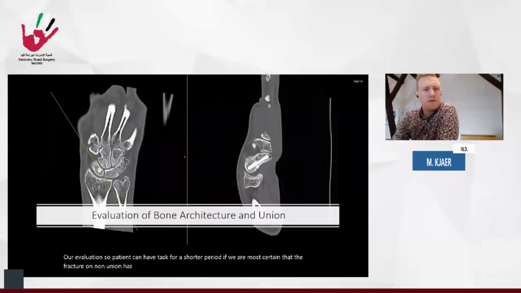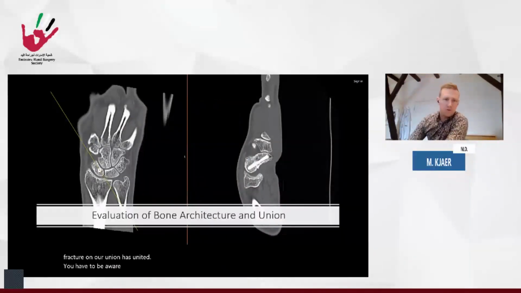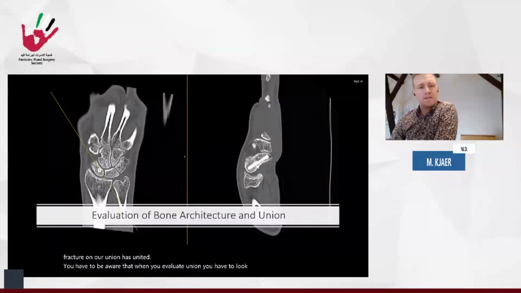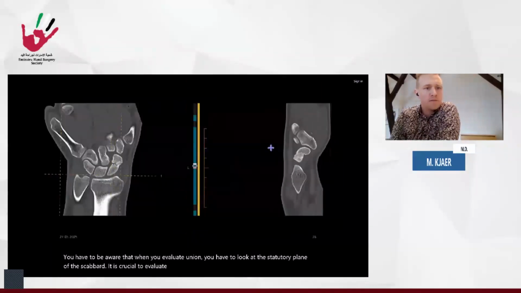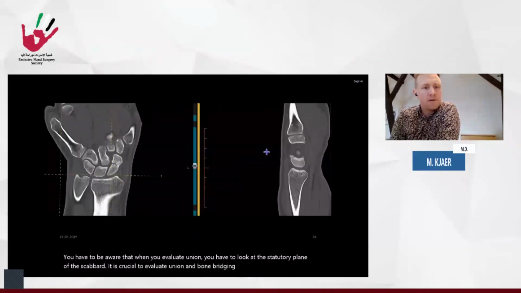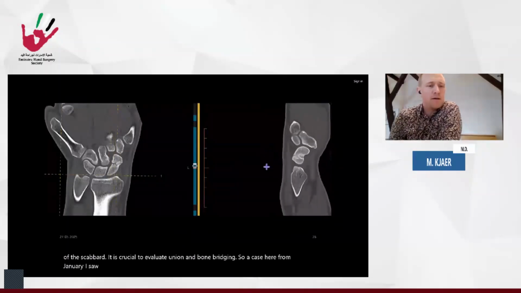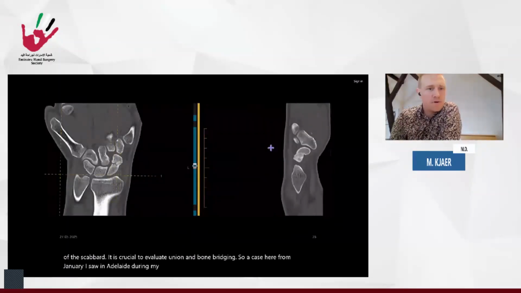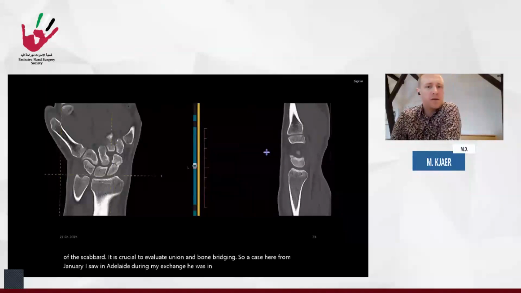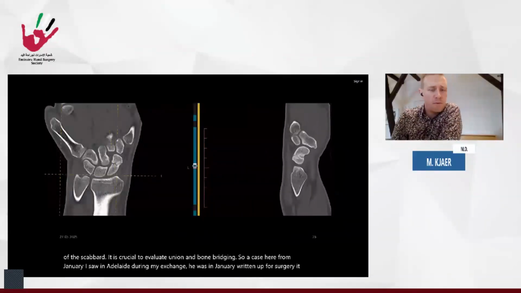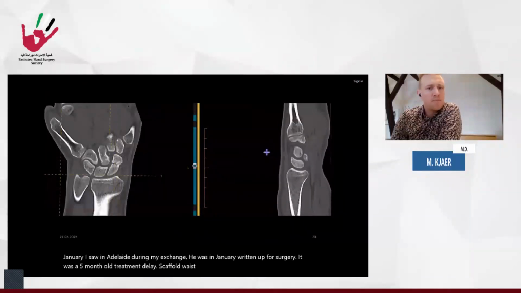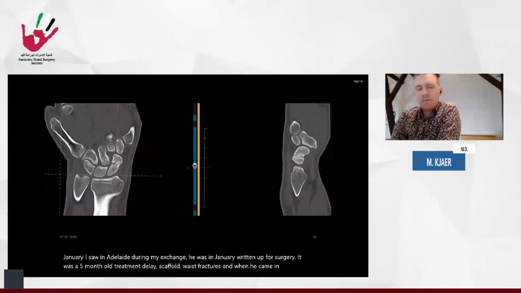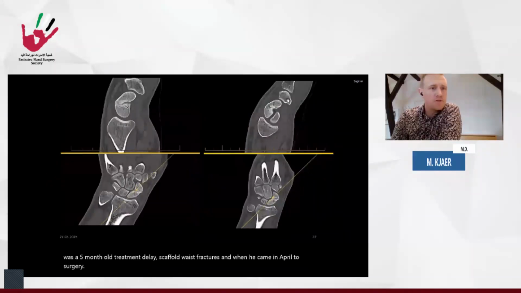We definitely have to be aware that when you evaluate union, you have to look at the sagittal plane of the scaphoid. It is crucial to evaluate the union and bone bridging. So, a case here from January, I saw in Adelaide during my exchange. He was in January written up for surgery. It was a 5-month-old treatment delay, scaphoid waist fracture. And when he came in April to surgery, the surgeon was uncertain.